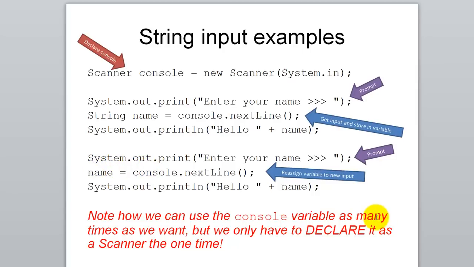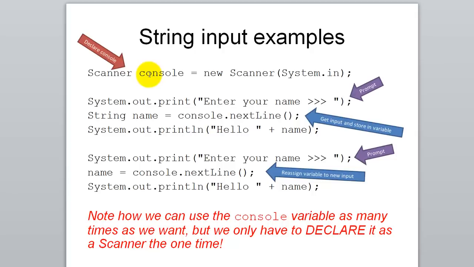The reason I wanted you to see this example is so that you can know that you can collect information from the user as much as you want and write it into any variable that you want, even if that overwrites a previous variable. But also, you only need to declare the console one time at the beginning of your program.